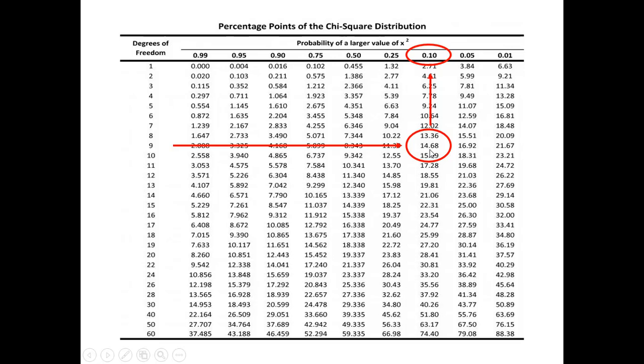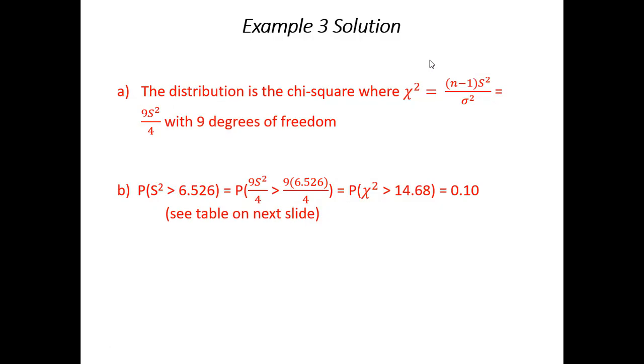We get 14.68. So the probability that chi-squared is more than this value, okay, we could come up here and read it off the table, is 0.10. So that's how we get to 0.10. The probability chi-squared greater than 14.68 is 0.10.